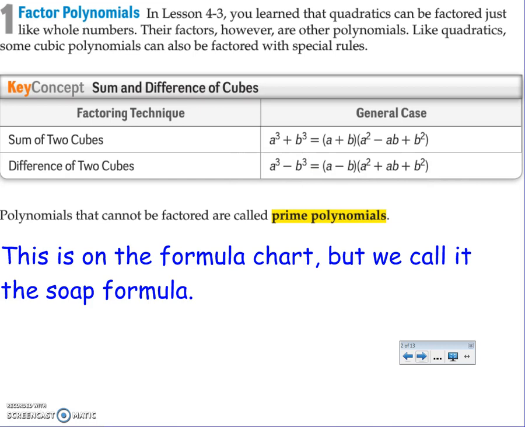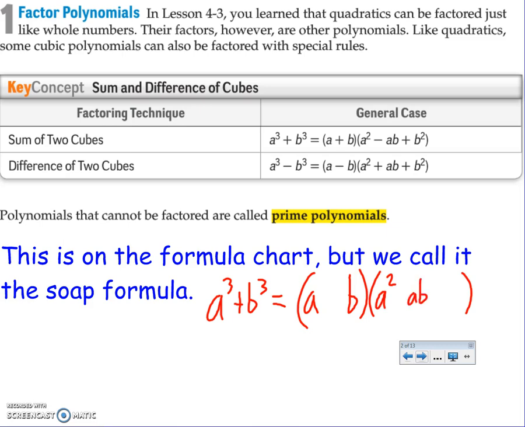So if I give you something, again, say a cubed plus b cubed, I need to take the cube root of both of them. So the cube root of a cubed is a, the cube root of b cubed is b. Then I'm going to do the first thing squared, a squared, multiply them, ab, and the second thing squared, b squared. See, there are three spaces. There's something right here, and right here. Those are the signs, either plus or minus sign.